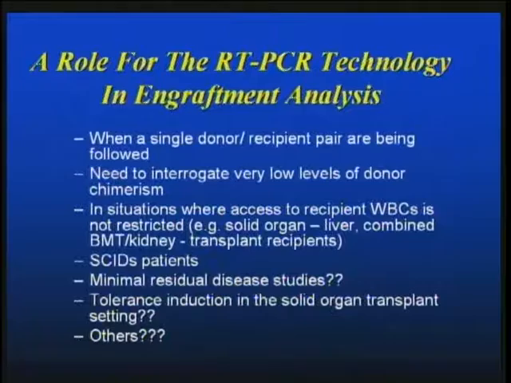If you wanted to look at minimal residual disease studies, if you did not have a molecular marker that you could follow very easily, this could be something one could use to follow minimal residual disease. You could address the question of tolerance induction. Why do some patients reject a graft, a solid organ graft, and others not? It could be that there's a certain threshold of chimerism that you do need. And we've never been able to test for that simply because that threshold is lower than our 2 to 5% that we've been able to investigate up until now. And finally, any others that anybody could think of.